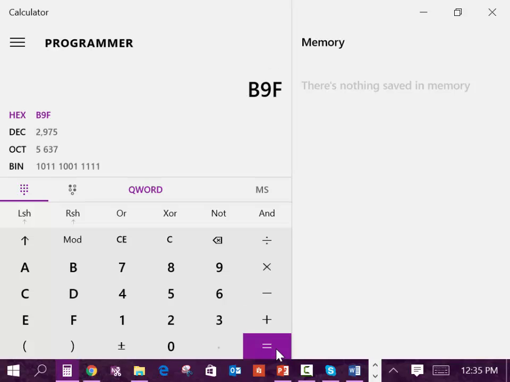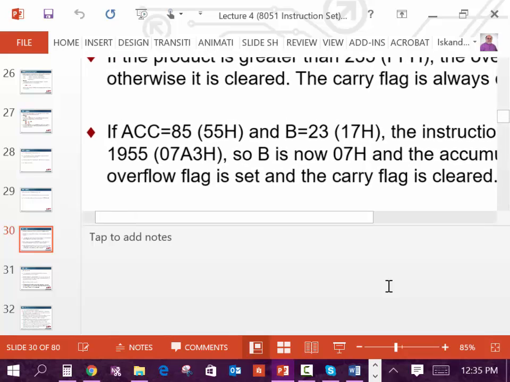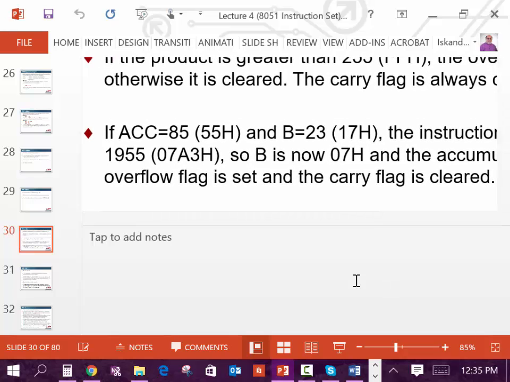That doesn't agree with what the slide is saying. Maybe this is giving me 55 hex times 17 hex. I need to be working in hex in order for this to work. I didn't read the slide properly. So it's 55 hex times 17 hex. So ignore the 85 and 23 and just work in hex.